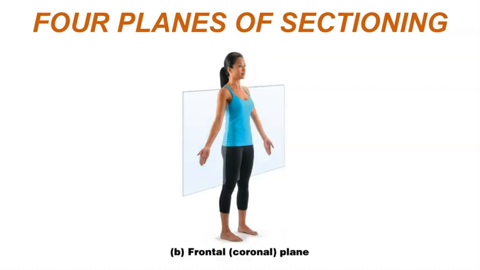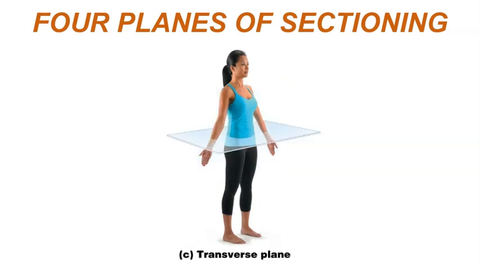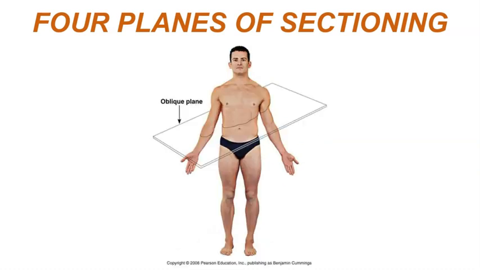A frontal or coronal plane sections the body or an object, like an organ, into an anterior and a posterior part. The transverse plane sections the body or object into a superior and an inferior part. And finally, oblique planes are cuts or planes of sectioning that are made diagonal between horizontal and vertical planes. These are not frequently used because they are not straightforward to analyze. The three planes that we will see most frequently in our diagrams are the median, frontal, and transverse planes.